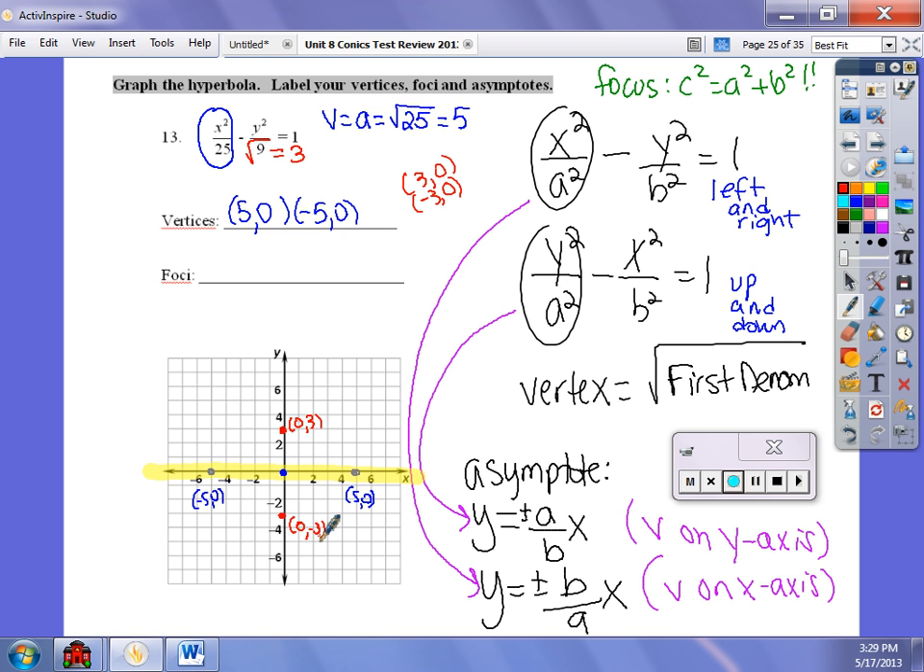Okay, now with these points, I'm going to make a box. So to make the box, you see where 3 meets with 5. Where does 3 and 5 meet? They meet right here. And 5 and 3 meets here. So you just make a box to where the blue and the red meet. Now connect your box.